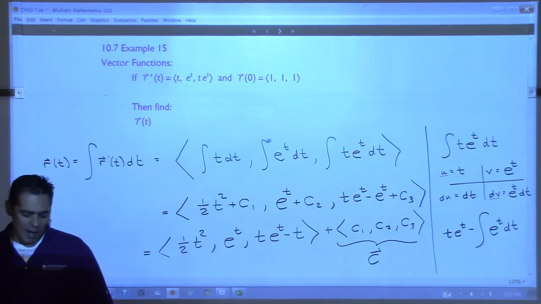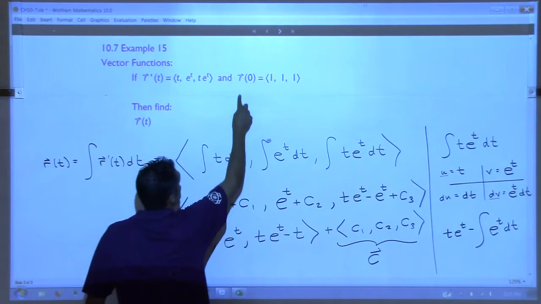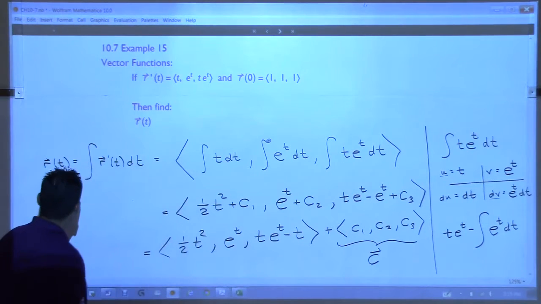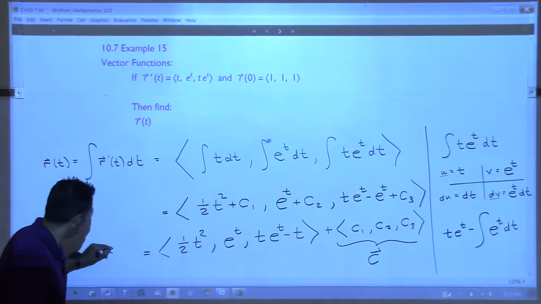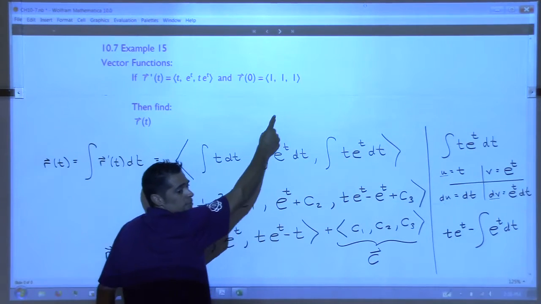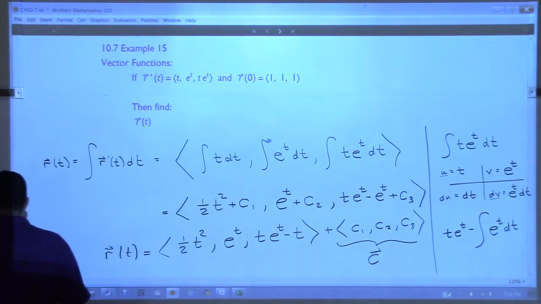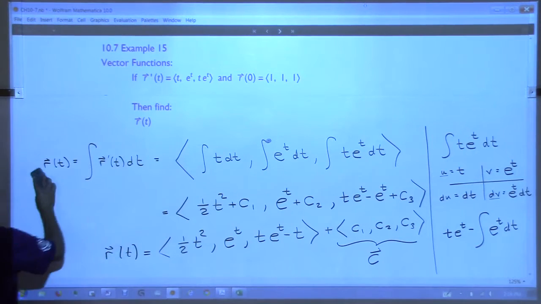So I do not have the final answer yet. I have not used one piece of information, and that is that when I plug 0 into this answer, it should spit out the vector 1, 1, 1. And if I use that information, I should be able to recover what C1, C2, and C3 are. So let's do that now.